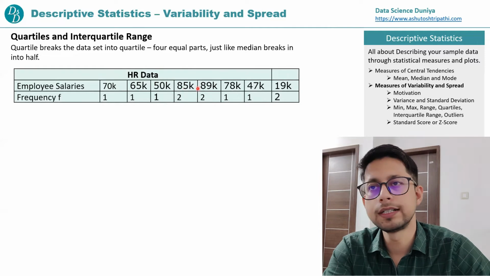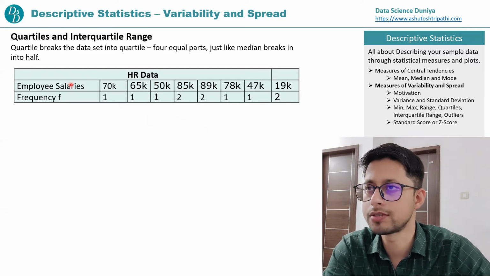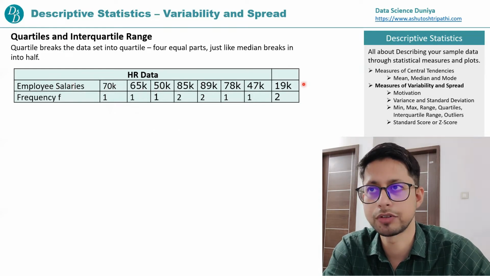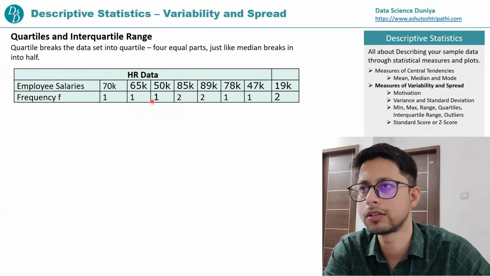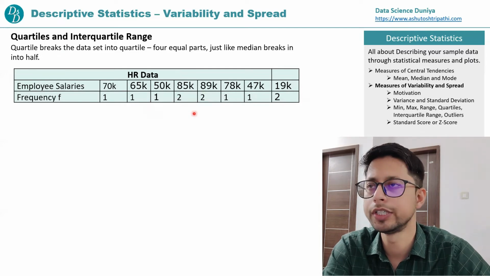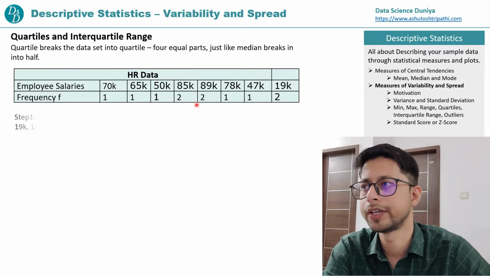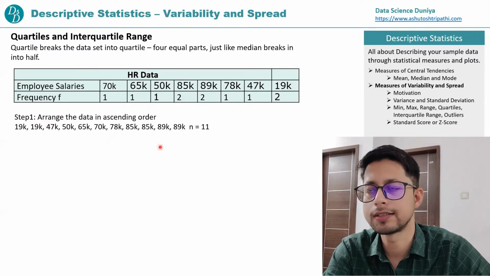Let's understand this concept also with the help of one example. Suppose we have employee salaries written like 70K, 65K, 55K, and likewise. Some salaries come twice, like 85K, where two persons have 85K salaries. We have collected data of around 11 employees. For concept understanding, this is enough. To calculate the quartile, we arrange the data in ascending order, and we also count how many data points there are. So total data points n is equal to 11.